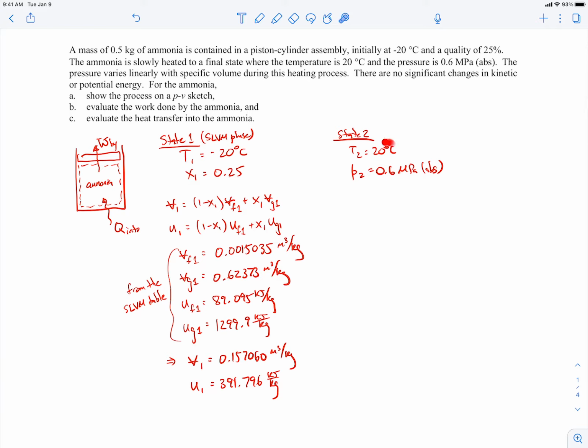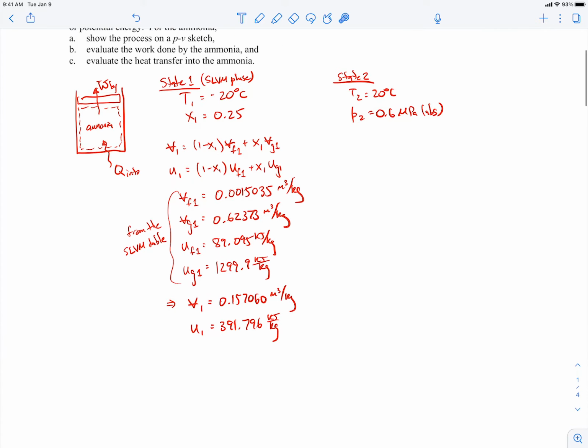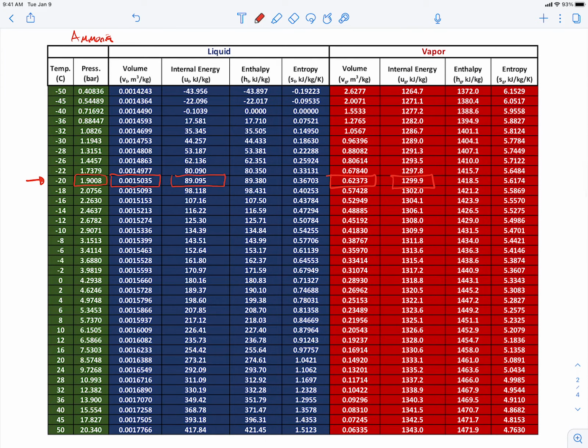Now, state 2, we're told we're at a temperature of 20 degrees C and a pressure of 0.6 megapascals. So let's go back to the ammonia property table organized according to temperature. We'll use temperature since it's a nice 20 degrees. So we go to that one, 20 degrees is right there. And one thing you notice here is the saturation pressure is about 8.57 bar, which is about 0.8 megapascals, okay?